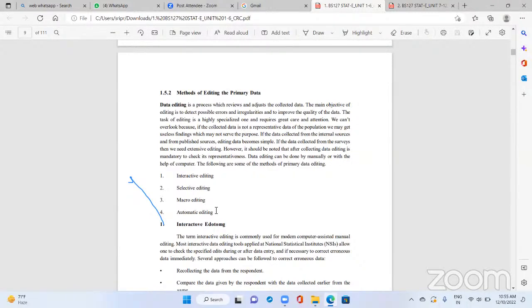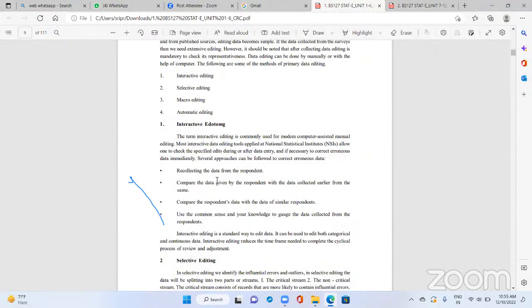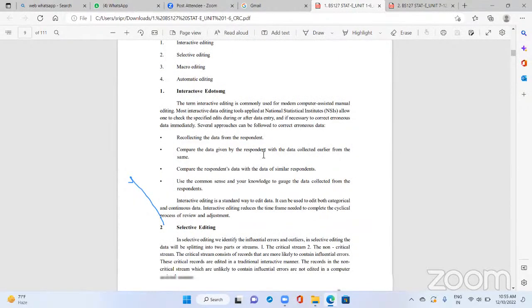Okay. So interactive editing is nothing but recollecting the data from the respondents. The term interactive editing is commonly used for modern computer assisted manual editing. Most interactive data editing tools applied at the National Statistical Institute, NSI, allow one to check the specified edits during or after the data entry. Okay.